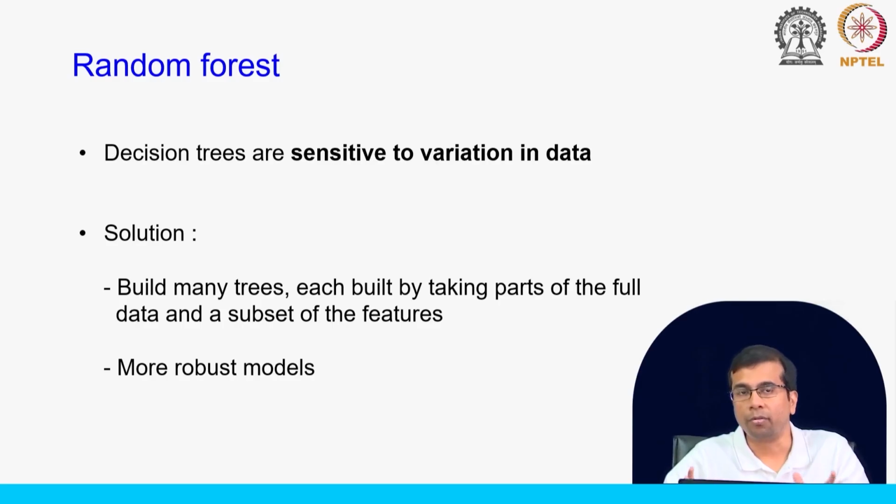we build many trees instead of one, and we build them in such a way that we cover for this variation in data. These trees will be different, and at the end we do the classification or regression by combining the output of all these trees, so that we get a more robust model. That is the idea behind random forest.